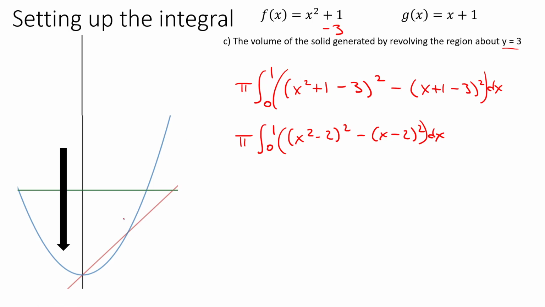Right, so the idea is, if you rotate around this line, you're going to get the same solid as if you had rotated around this line. It's the same donut, just shifted down by 3 units. Hopefully that makes sense.